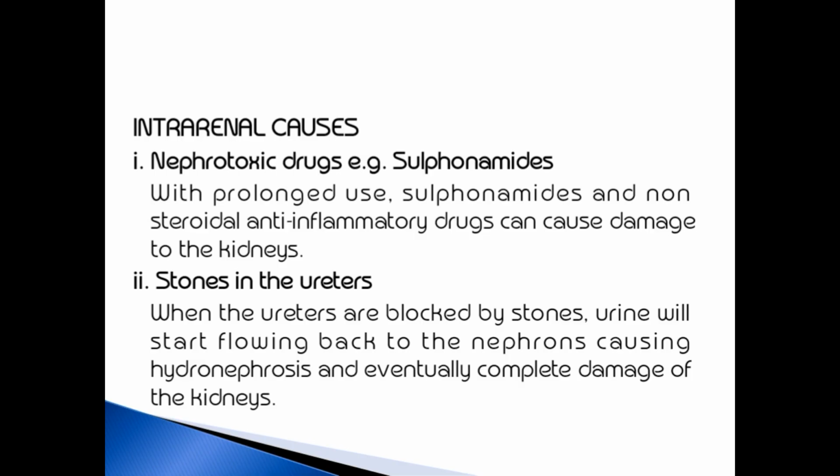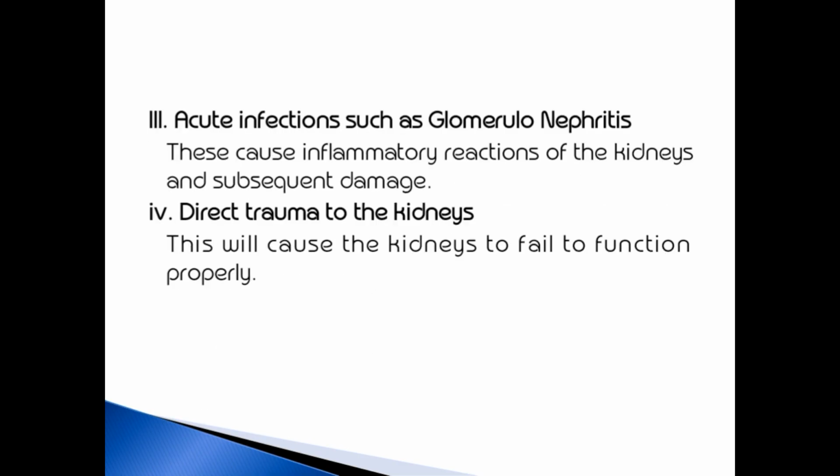As you know, the ureters are the ones that come from the kidneys going to the urinary bladder. So if there are stones in the ureters, you find that they are going to cause an obstruction in the flow of urine, and hence an accumulation of urine in the ureters, which is going to start going back to the kidneys, leading to hydronephrosis and later kidney damage. So these causes fall under intrarenal causes.